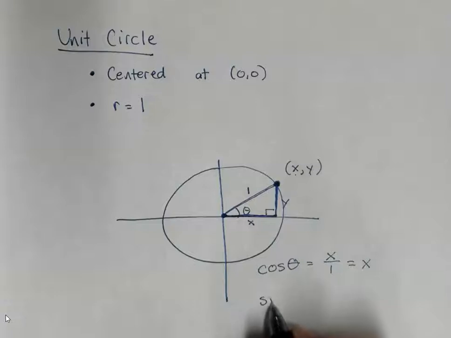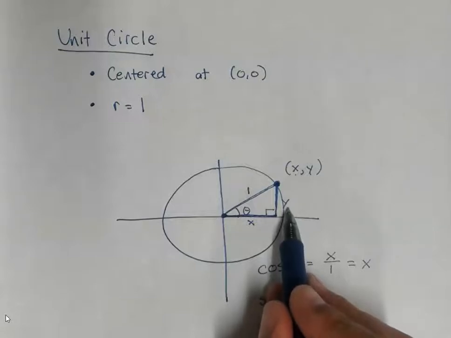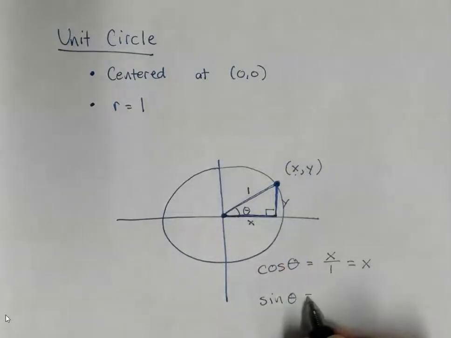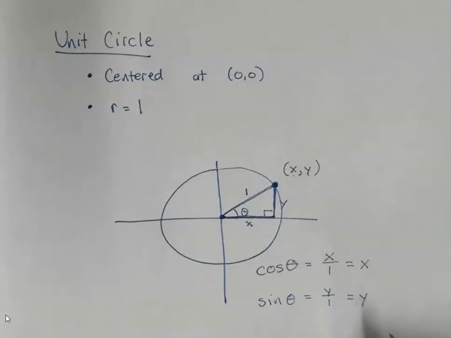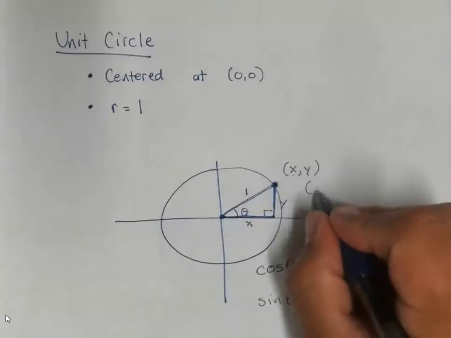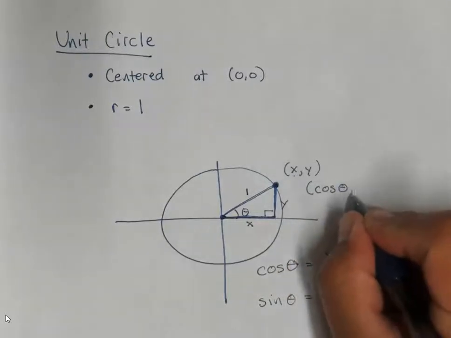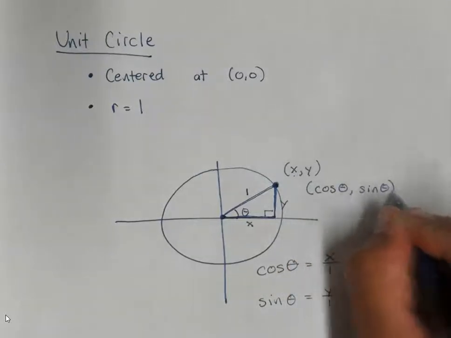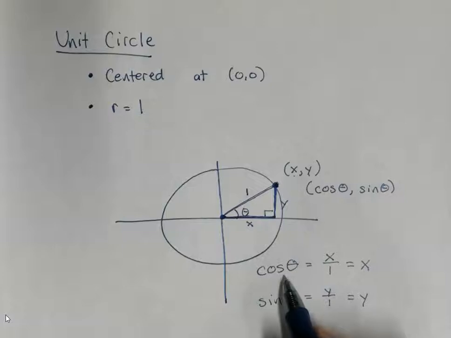If we do a similar calculation with sine of theta, sine is opposite divided by hypotenuse. Opposite the angle theta, we see a y. Hypotenuse, we see a 1. Opposite divided by hypotenuse is y divided by 1. That simplifies to just a y. So what we've just done a derivation to show is that any spot on the unit circle is going to have coordinates cosine of theta, comma sine of theta, since x is equal to cosine of theta and y is equal to sine of theta.